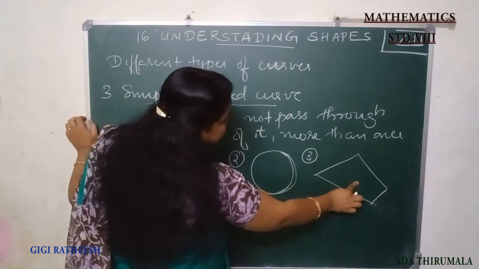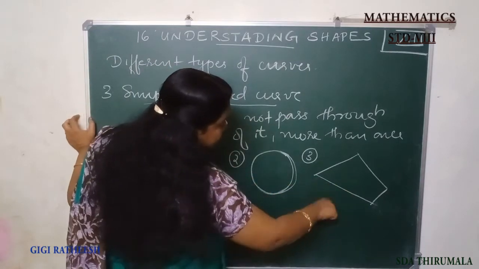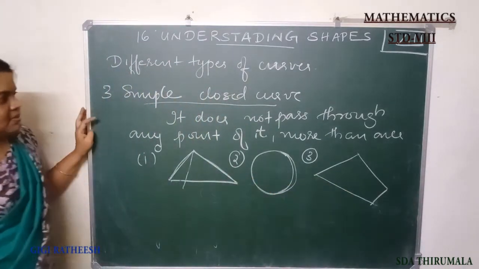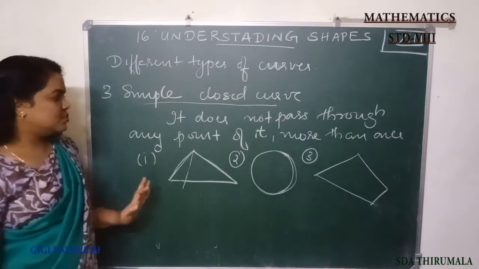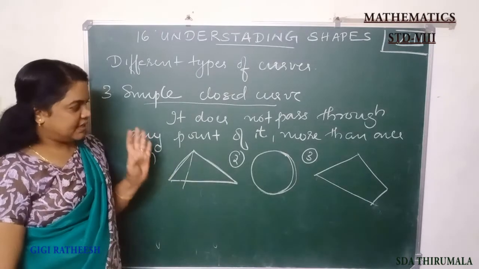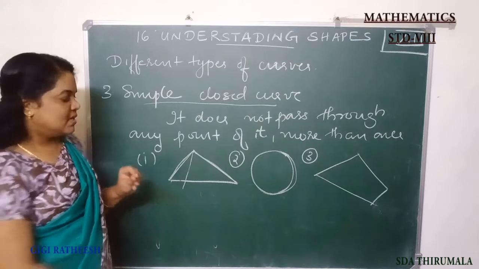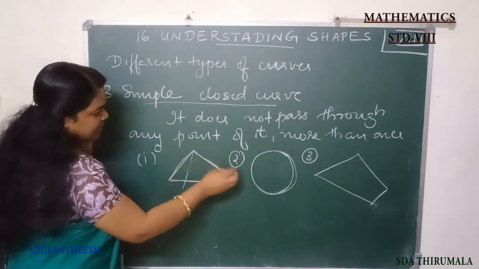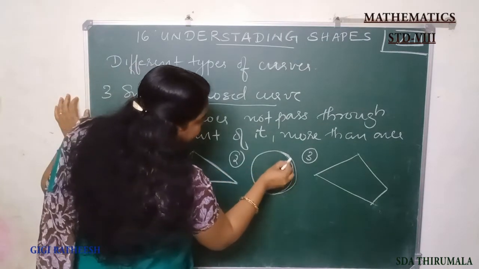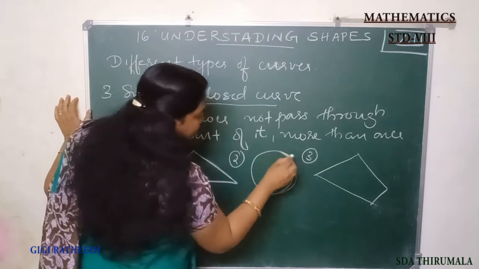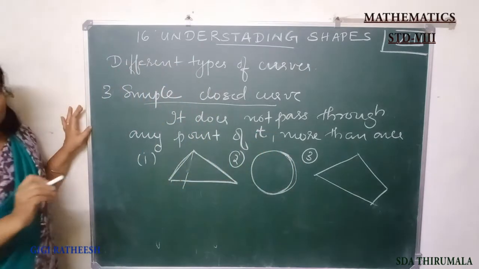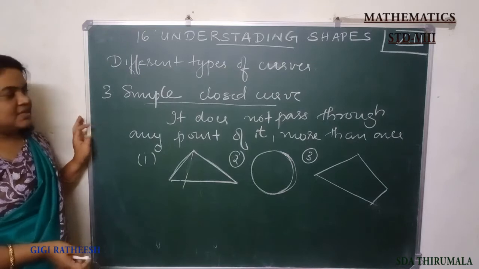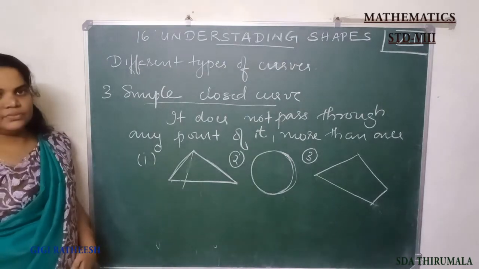And this is also a simple closed curve. A simple closed curve means it does not pass through any point of it more than once. It doesn't pass through any other points. Here it is only joining at one point, and not at any other points. That is called a simple closed curve.